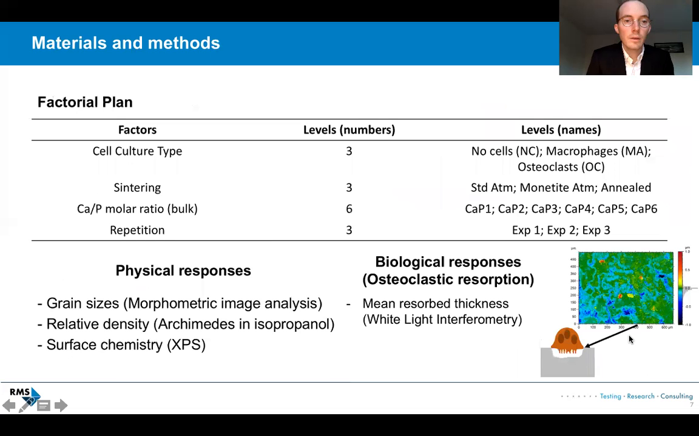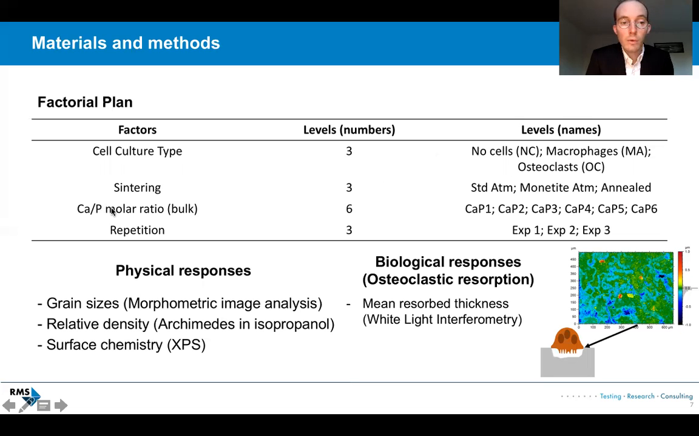So here is a summary of the factorial plan that we did for our study. The first factor is the cell culture type. We had 3 levels: one with cell culture medium alone, one with macrophages, and one with osteoclasts. Today we'll only focus on the osteoclasts. For the sintering, we have 3 different levels that we have already introduced.